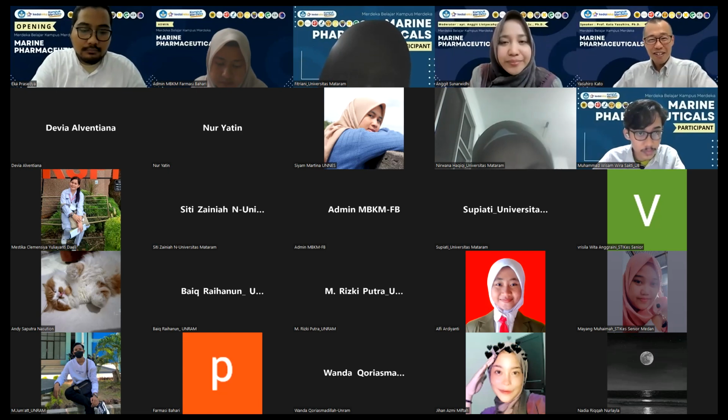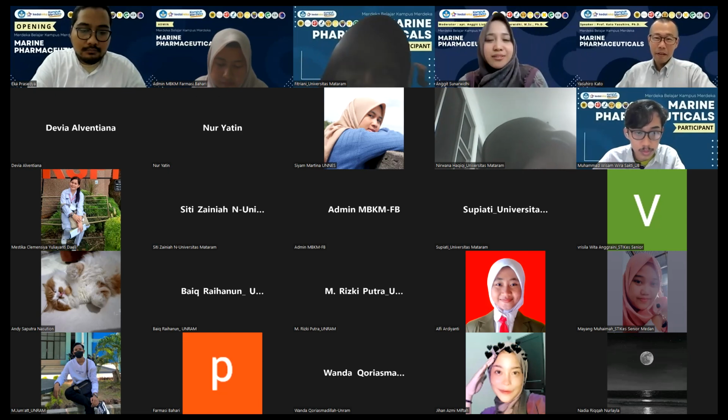I'm also interested in what kind of seaweed is famous in Lombok. Yeah, it's called brown seaweeds. I think there's a lot of brown seaweeds here. Brown seaweed.